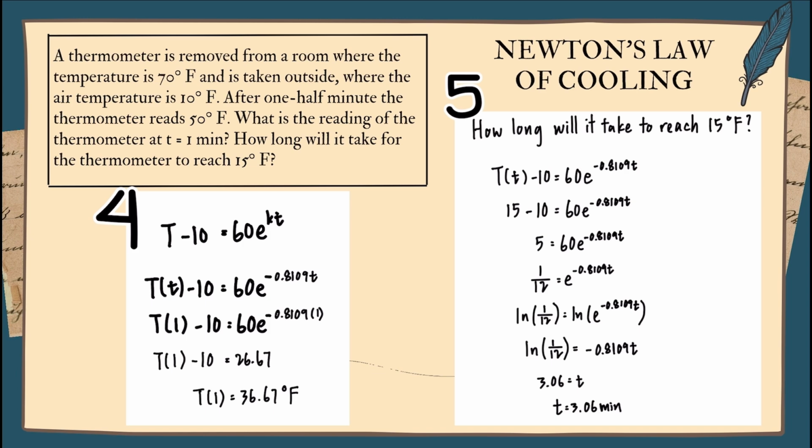And how long will it take to reach 15 Fahrenheit? So we use back the equation that we had found, which is T(t) minus 10 equal to 60e^(-0.8109t). Then we sub 15 Fahrenheit for T(t), and we take the log of both sides, and we get 3.06 minutes.